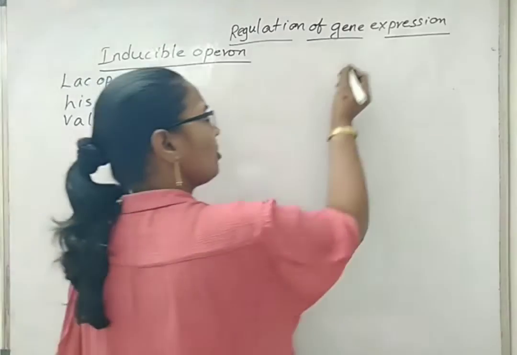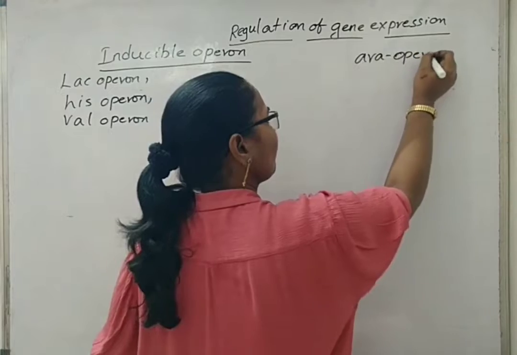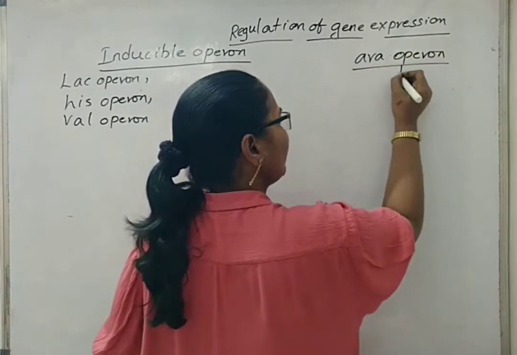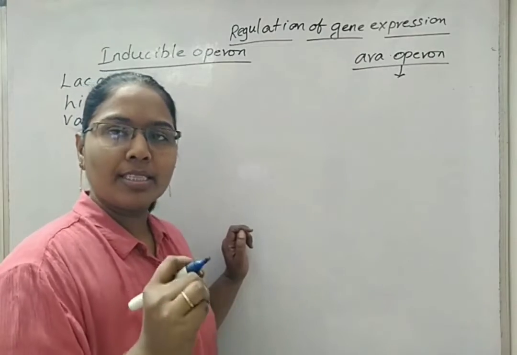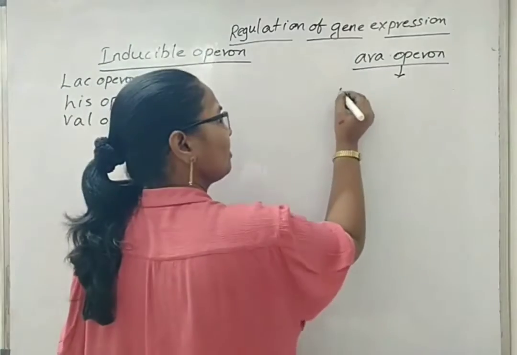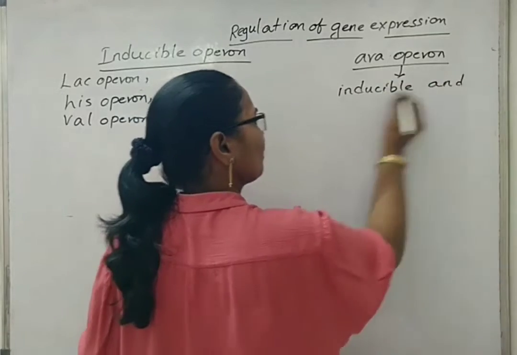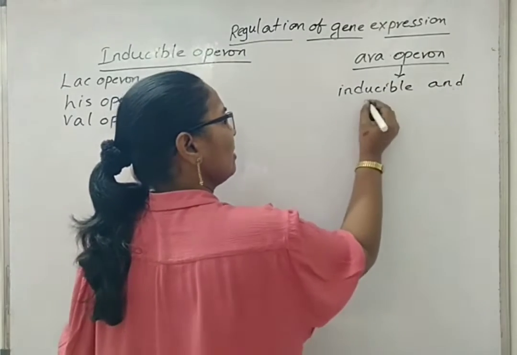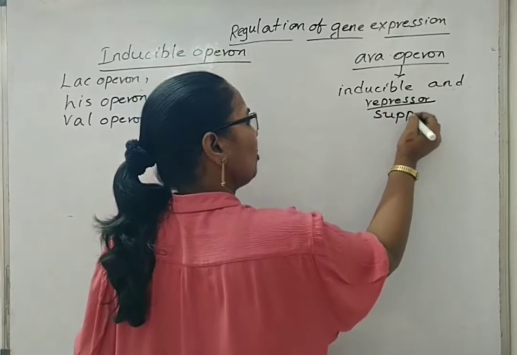Now, another term is also given, that is arabinose operon. Arabinose operon functions as both inducible operon and repressible or suppressible operon.